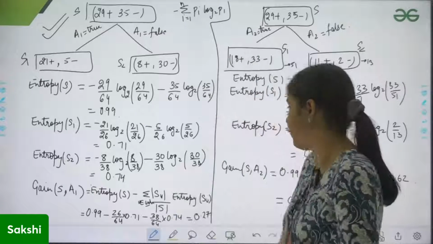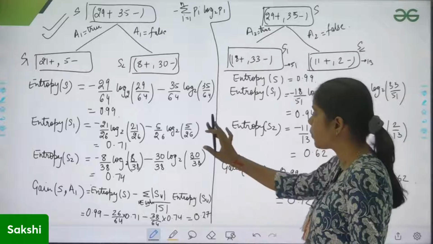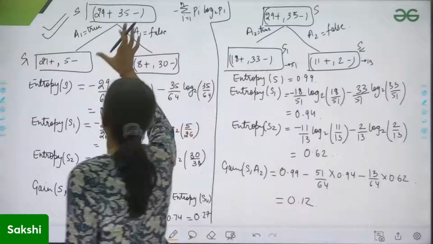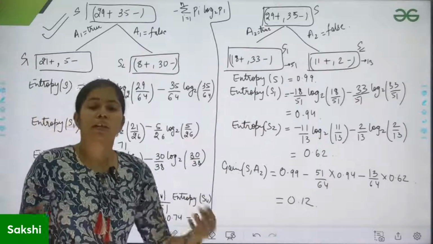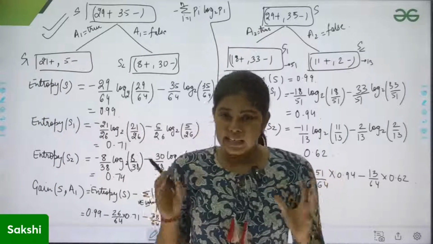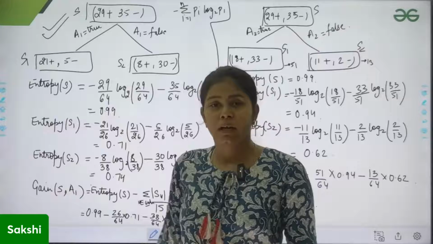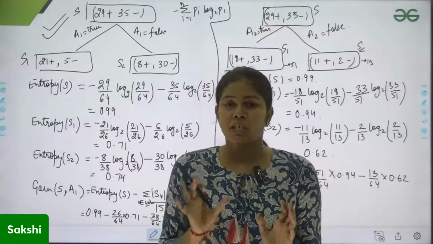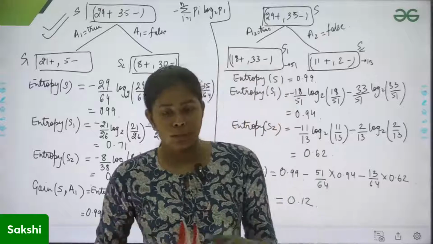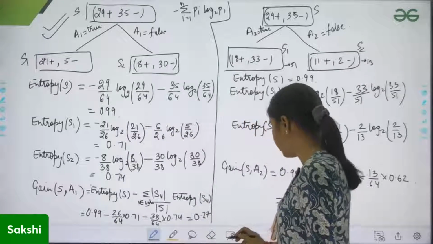Okay, so if everything is clear, in this problem you can see that I have already split it: 21 positive, 5 negative, 8 positive, 30 negative. Now let's try to form a decision tree based on a data set given to us, a raw data set I'm going to use.